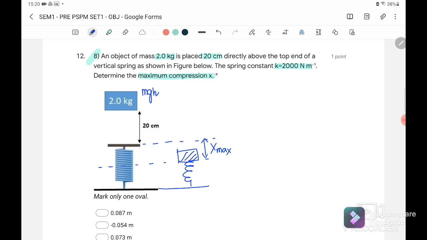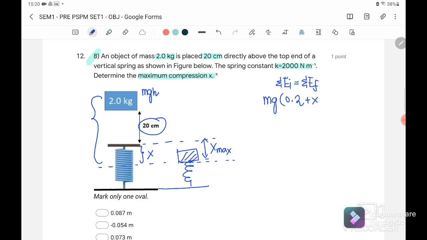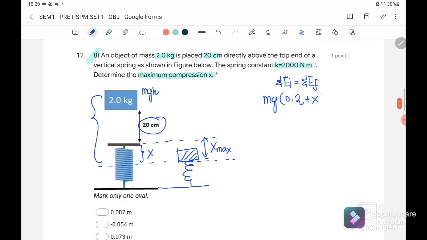Okay, so at that moment we only have elastic potential energy. Based on the conservation of energy, E initial must equal the total final energy. Initially we have mgh, where the h must be referred from the top until the end, from the initial point. So our h here is actually 0.2 plus x, where x is the point it compressed, and this equals half kx squared.